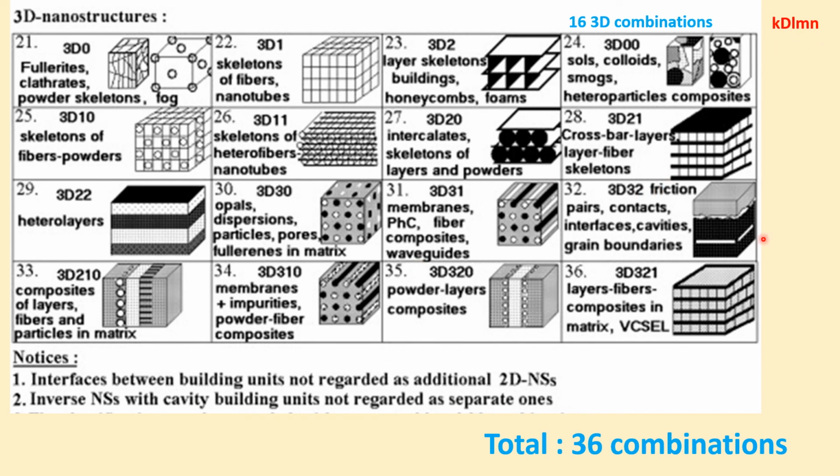So we have seen the classification of nanomaterials based on their dimensionality, that was 0, 1, 2, and 3 dimension. Then we have discussed the Gleiter classification. In that case, 12 classes were there. And here in this kDlmn scheme, we have 36 combinations.